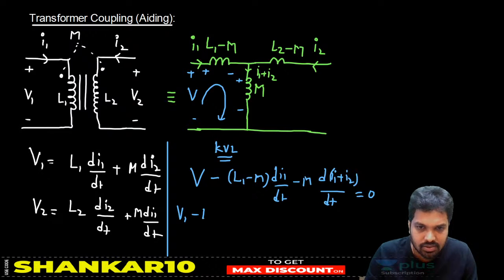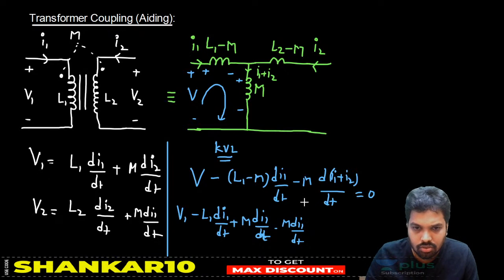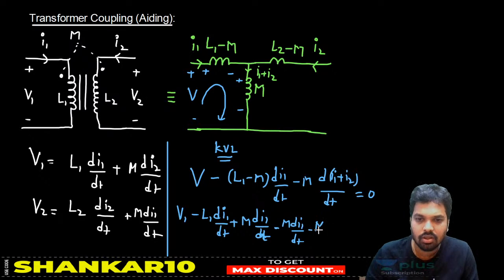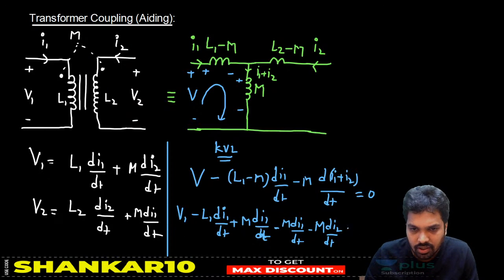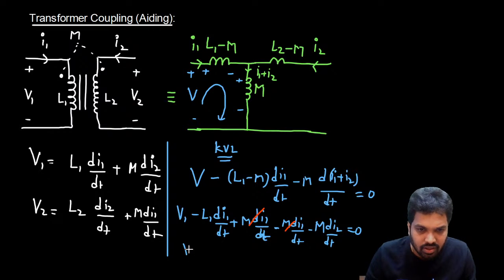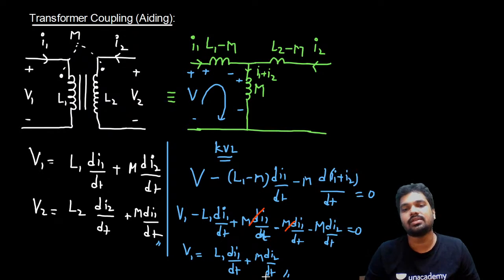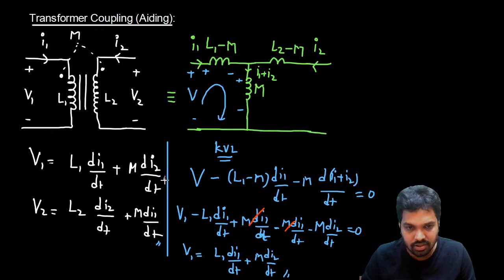So V1 minus L1 di1 by dt plus M di1 by dt, minus M di1 by dt and also minus M di2 by dt. So here the plus M and minus M cancel. What is the final answer, sir? V1 is equal to L1 di1 by dt plus M di2 by dt. Both are the same. Yes or no? I hope you understand. This and this are the same.